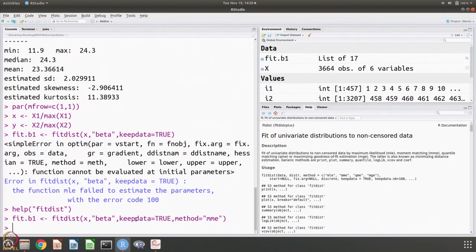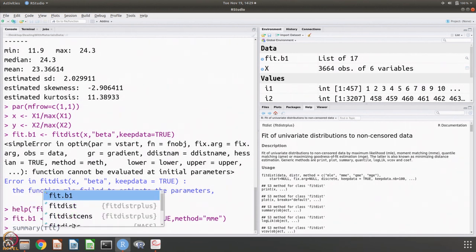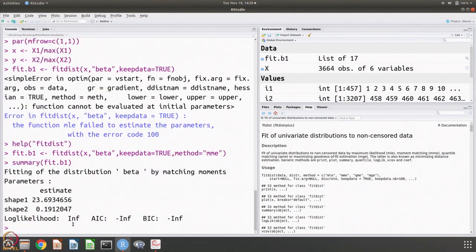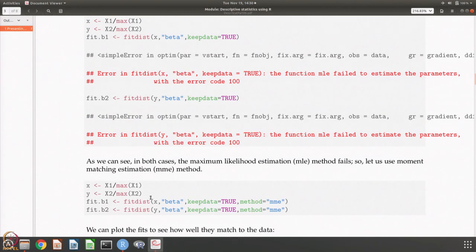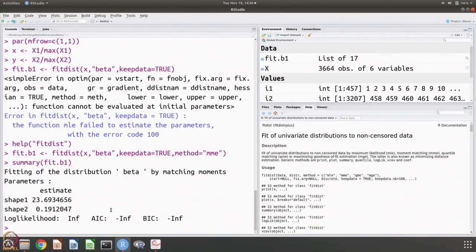Okay. So, that fit works, and you can get information about that fit. You can see the fitting of the distribution beta by matching moments, and these are the parameters, and it gives you the log likelihood, AIC, BIC, all to be infinity. So, this is what I said, we want to understand what these quantities are, but we will come back to it after we do some more modules, and when we learn about inferences and things like that, we will take a look at it. Okay, so, you can do the fitting, and then of course, you can plot.